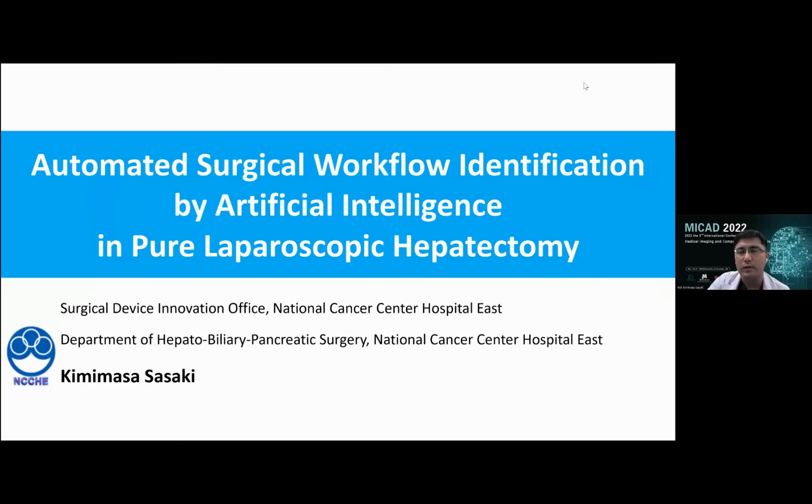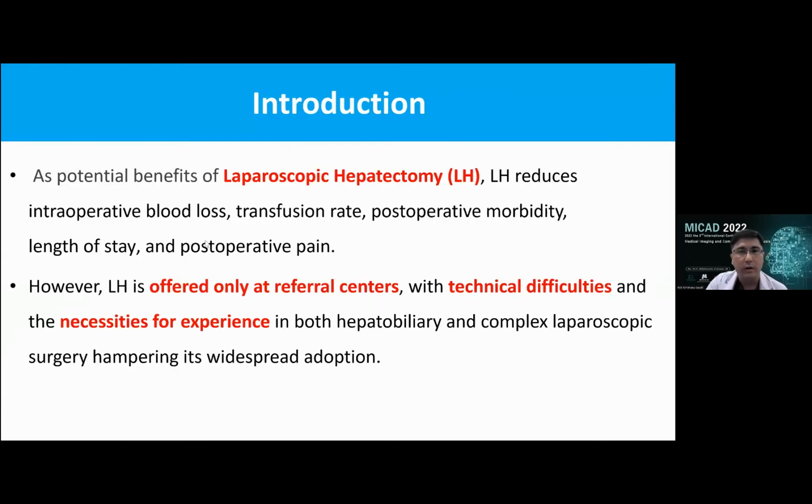Okay, I just see your slide. Today I'm going to talk about automated surgical workflow identification by artificial intelligence in pure laparoscopic hepatectomy. Here we have the introduction. Potential benefits of laparoscopic hepatectomy, we say LH: LH reduces intraoperative blood loss, transfusion rate, post-operative morbidity, length of stay, and post-operative pain.